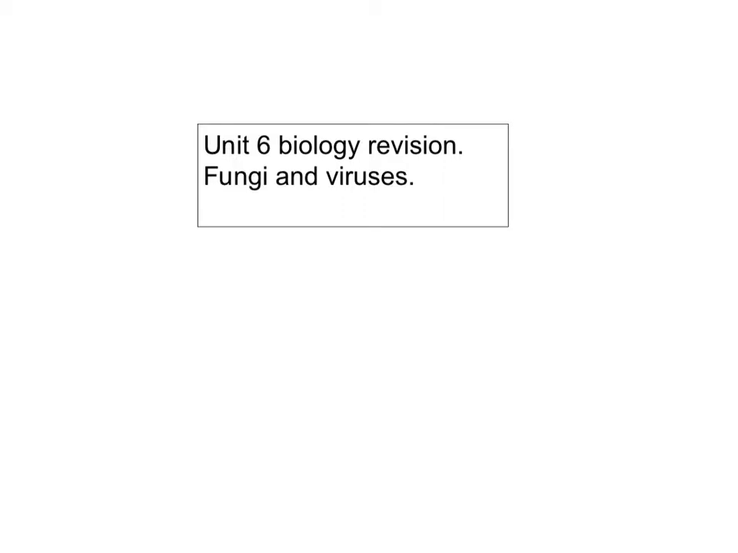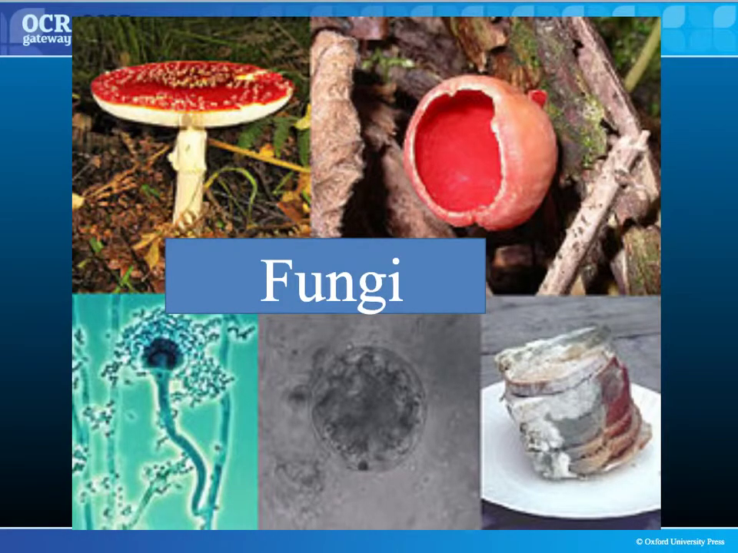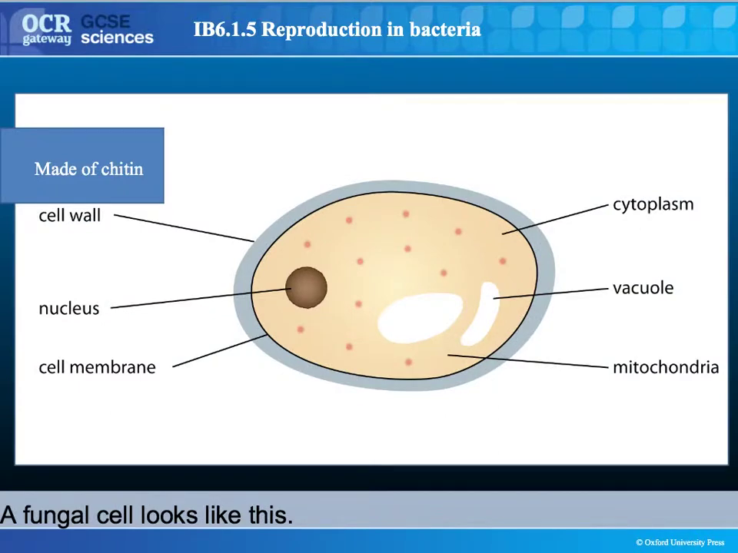This is the second of the Unit 6 Biology revision videos, and this will be looking at fungi and viruses. Fungi are another large kingdom of organisms. They cover organisms such as mushrooms, microscopic fungi, yeasts and moulds. Now, yeasts are really important to us because we use them commercially in the making of bread and also beer. So we're going to focus on yeast.